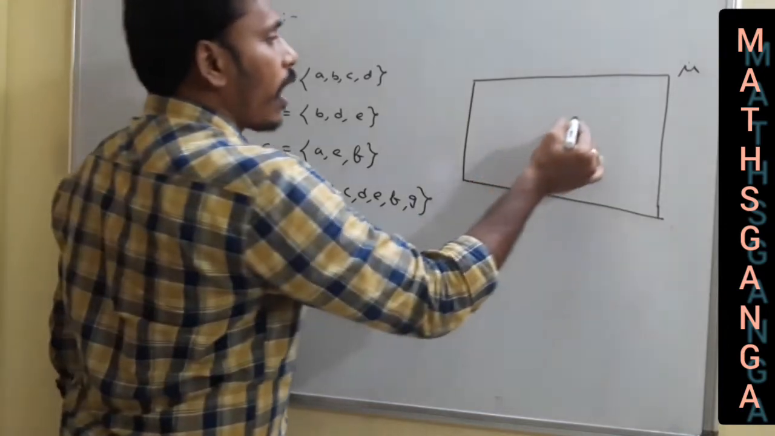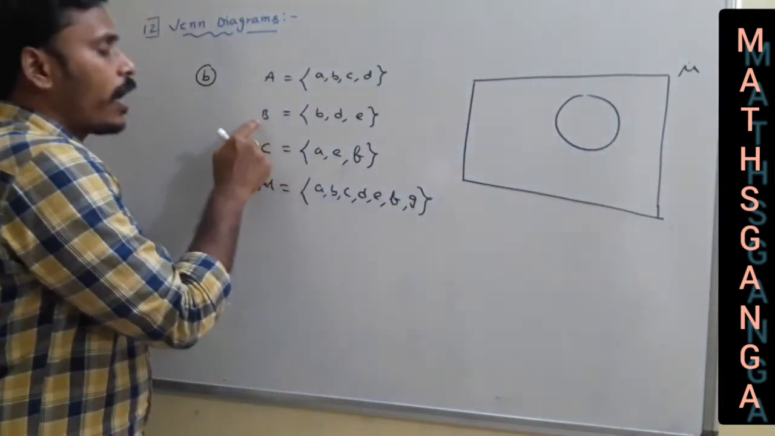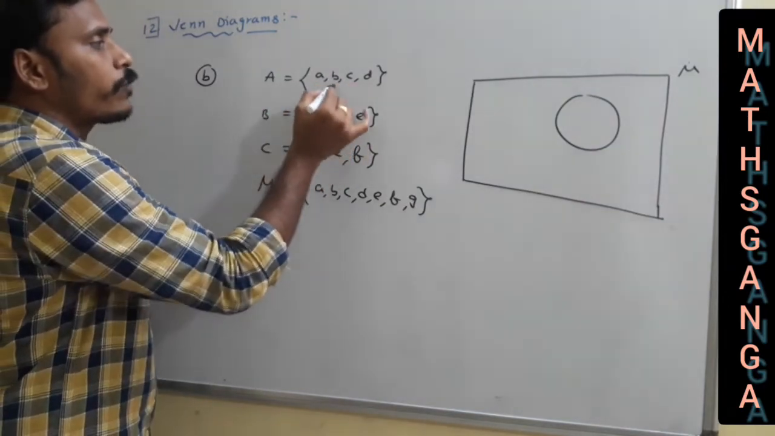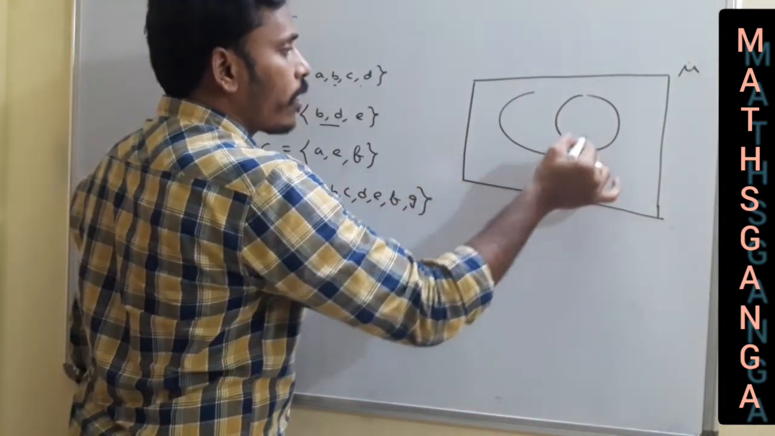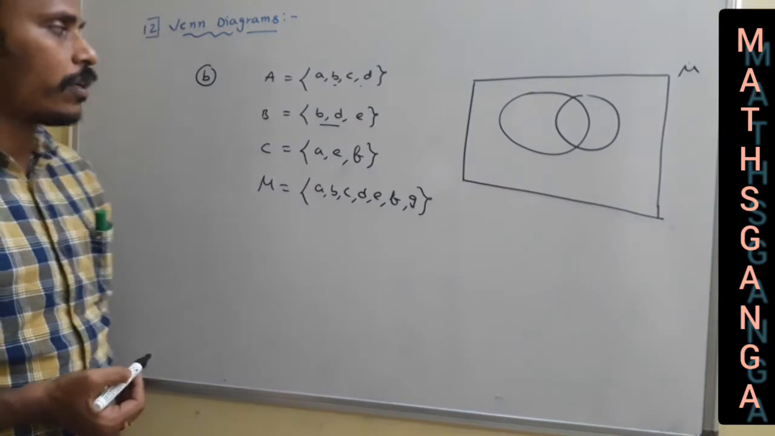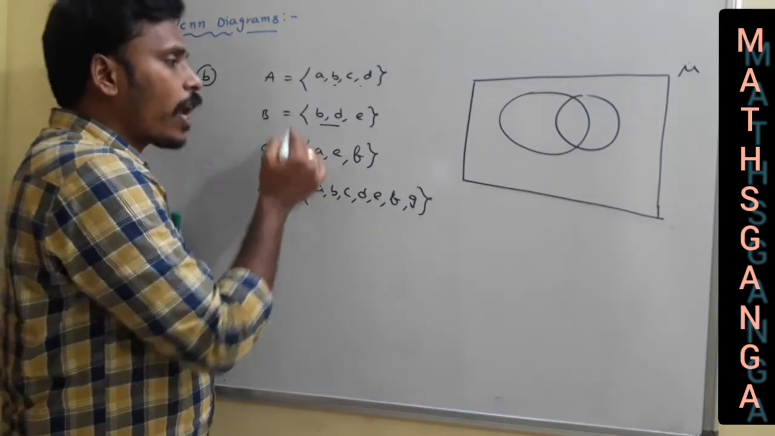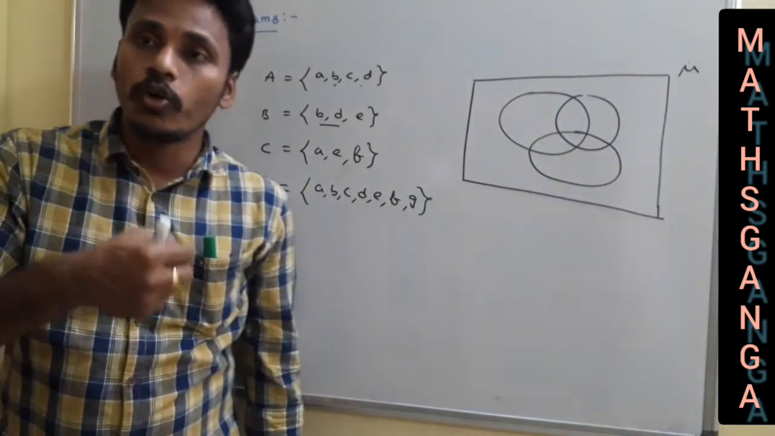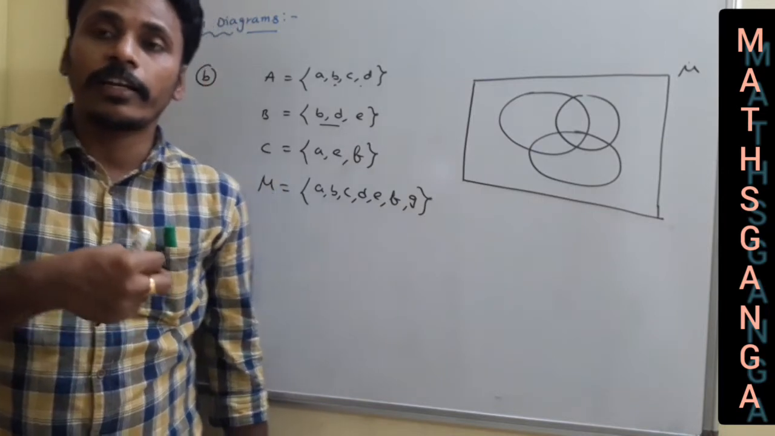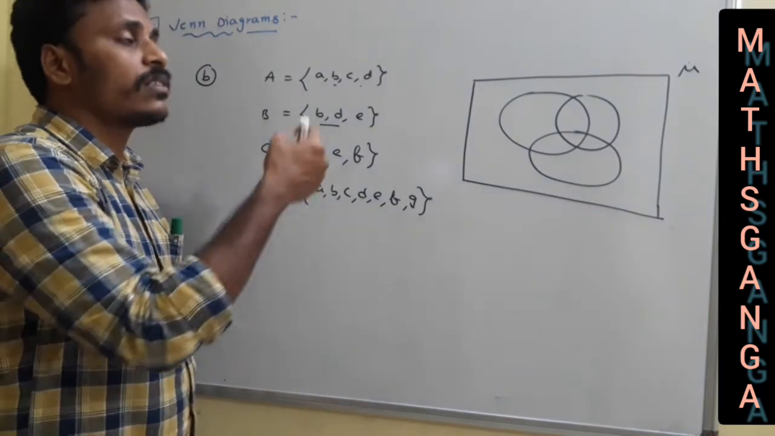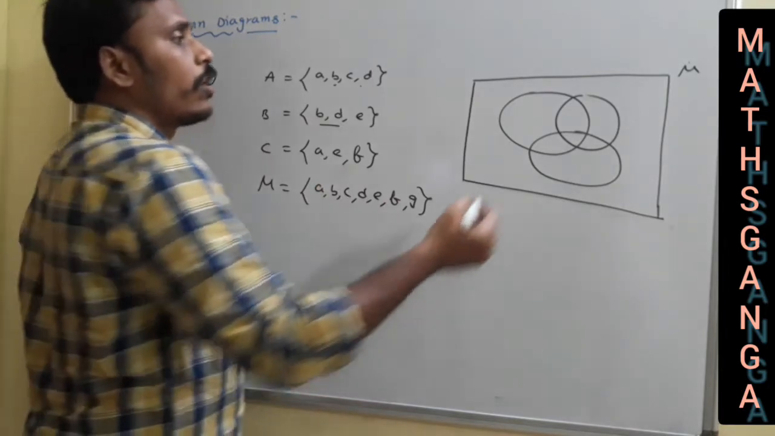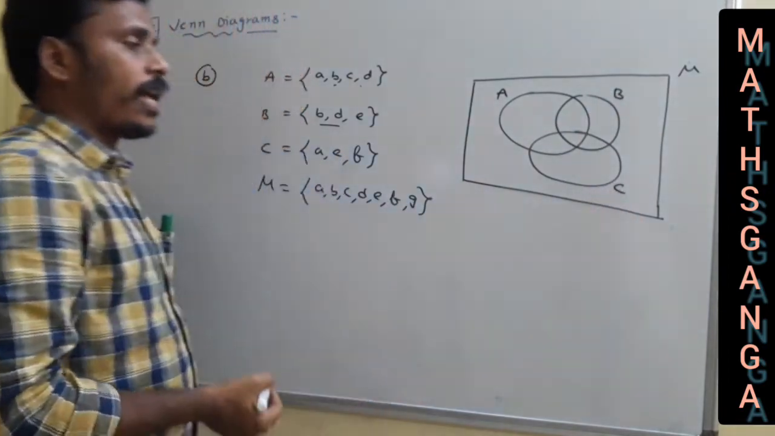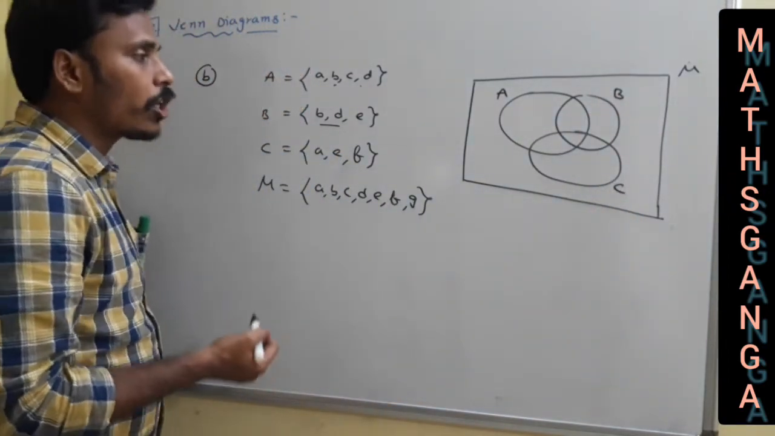That means I will take one circle A, and then B, with elements B, D, E, while A has A, B, C, D. There are some common elements for A and B, so to represent those common elements in both A and B, I use these types of circles. In the same way, there are common elements for C also, so I will use another circle like this, because to include each and every region related to A, B, C, we need to draw those three circles in such a way. So mark one circle as A, one as B, and one as C.